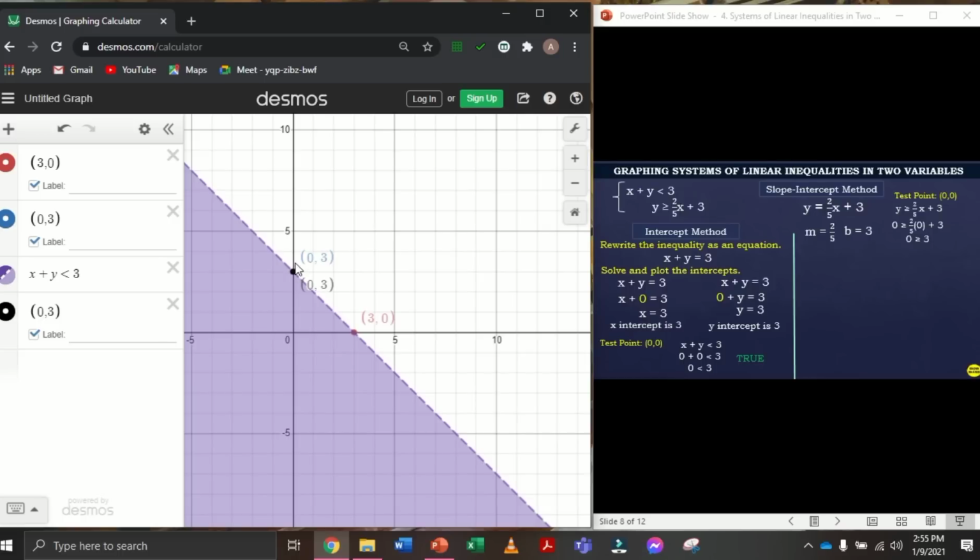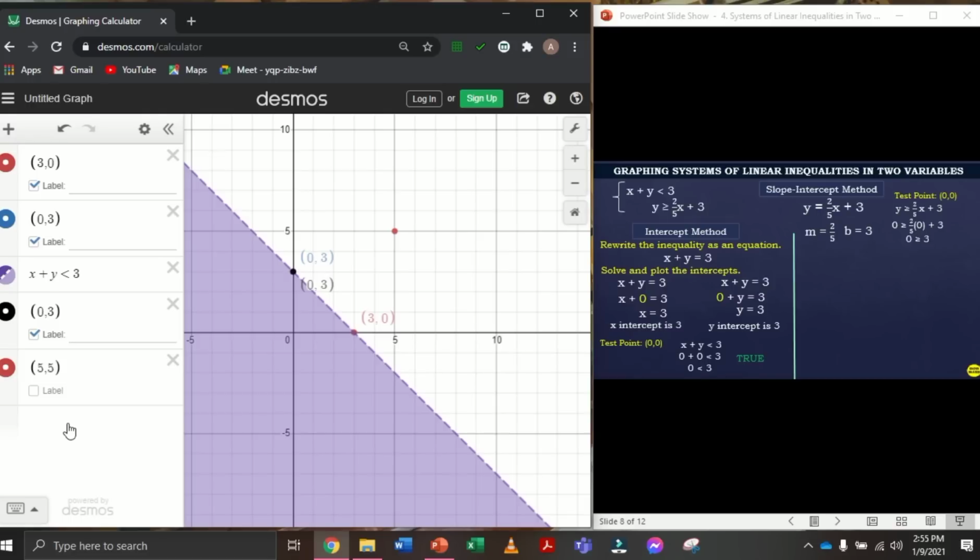Ulitin ko. 1, 2, ang rise. 1, 2, 3, 4, 5. Bakit ako pa kanan? Kasi positive ang ating slope. So, dapat ang point natin ay dito. So, anong ordered pair ito? 5, 5. Okay, so i-plot natin si 5, 5. Okay, ayun.